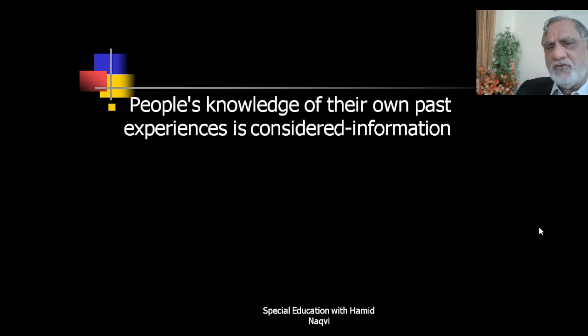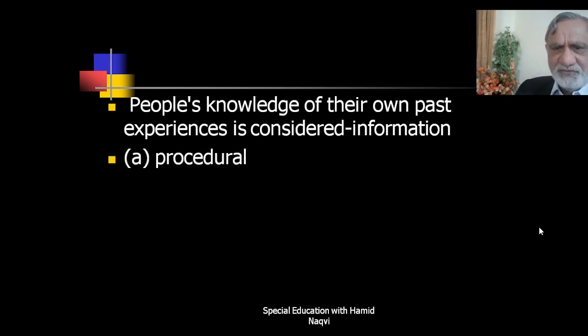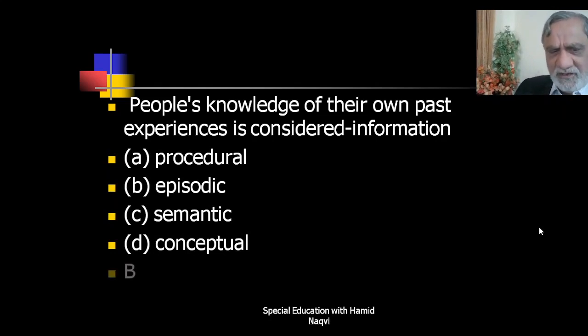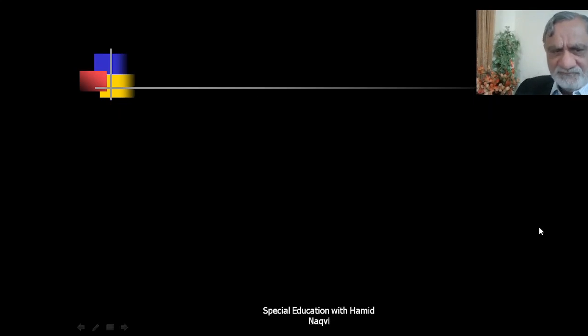People's knowledge of their own past experience is considered dash information: procedural information, episodic information, semantic information, or conceptual information. Correct one is episodic information.